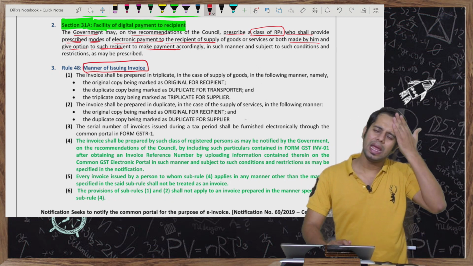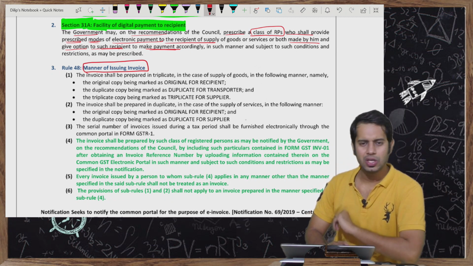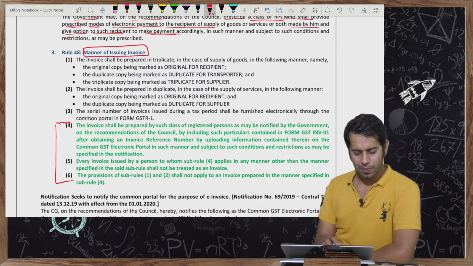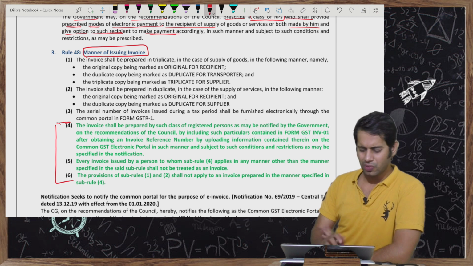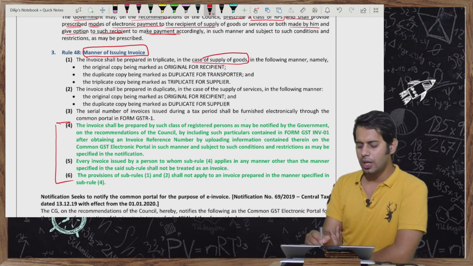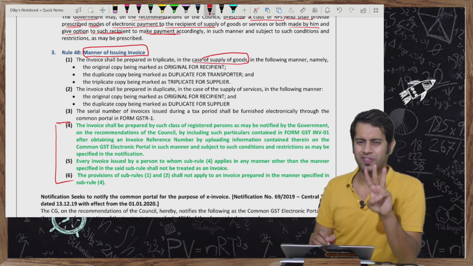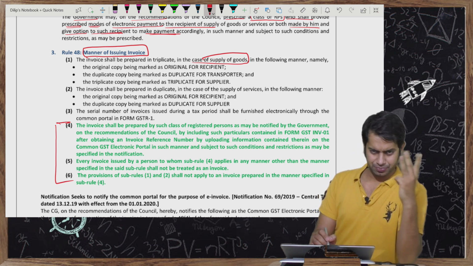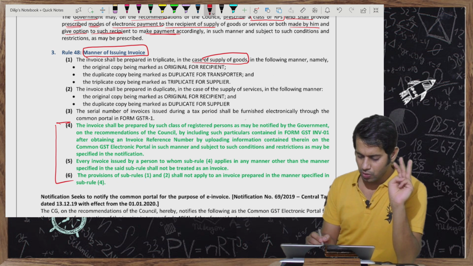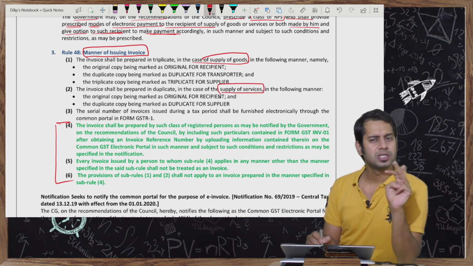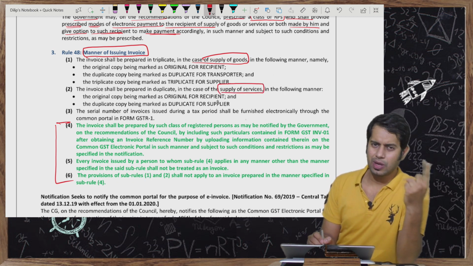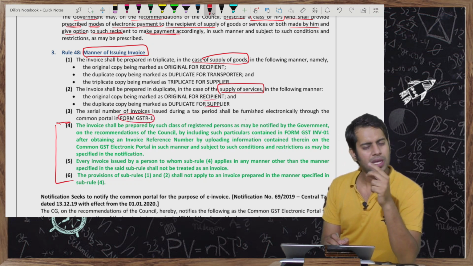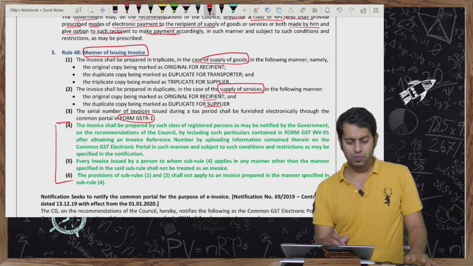Then manner of issuing tax invoice. Now rule number 48 told us what is the manner of issuing tax invoice. In that they have added 3 more sub rules. If you are a supplier of goods, you should issue 3 copies of tax invoice, one for the supplier, one for the recipient, and one for the transporter who is transporting the goods. If you are involved in the business of supply of services, then 2 copies, one for the recipient, one for the supplier, and the serial number is required to be given in GSTR1 when you are filing. This was already there.